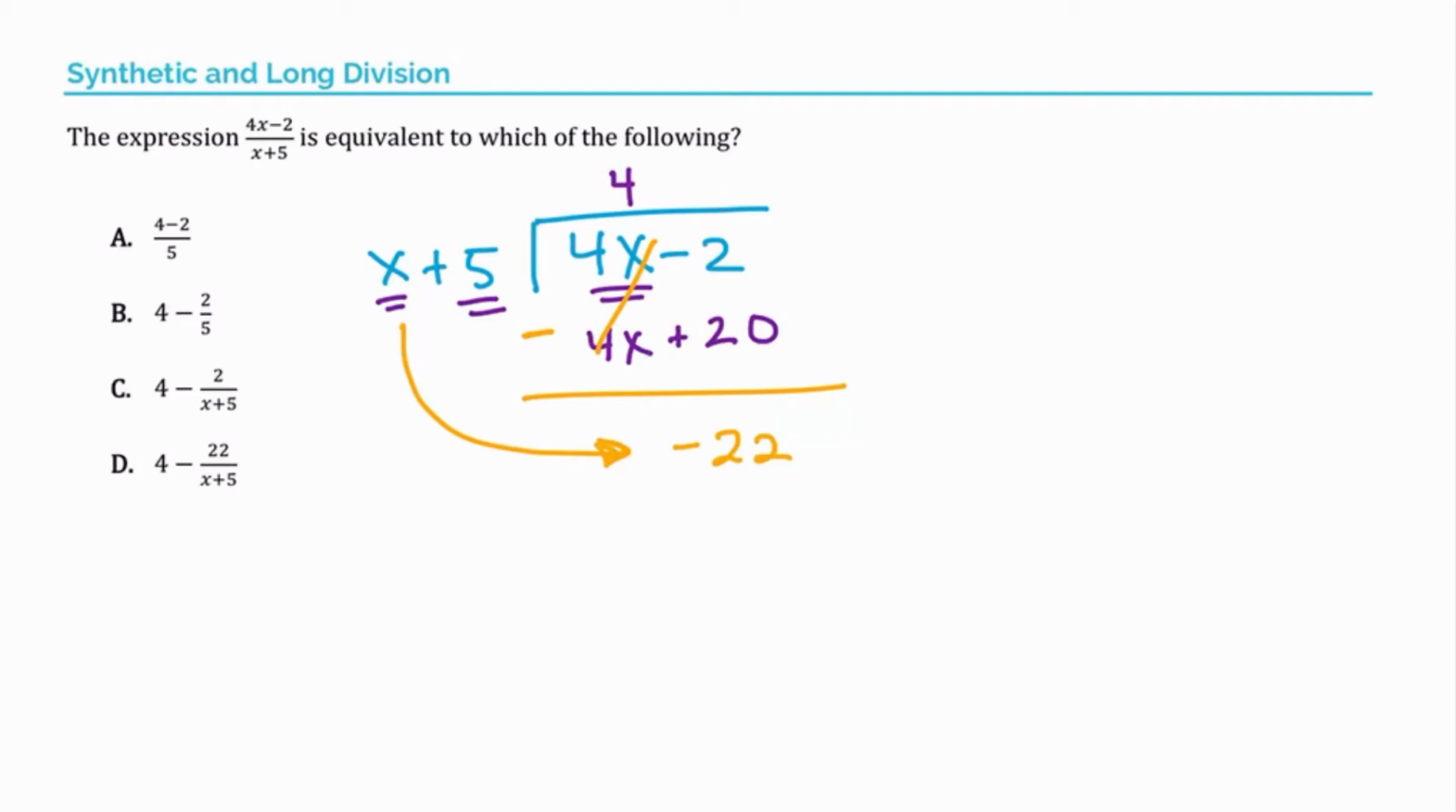And no, it does not, right? It would need to have an x term like negative 22x or x squared or x cubed. Then x could go into it. Because x cannot go into it, that is our remainder.